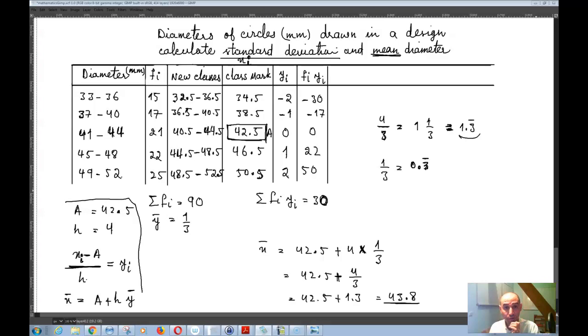Now, f of i times y of i is equal to 2 times negative 17, 0, 22, and 25. 2 times 25 is equal to 50. Now, 50 plus 22 minus 17 minus 30 is equal to 25. Oops. That's a 25 here. Actually, I should have started with these numbers. It's very easy to make mistakes.